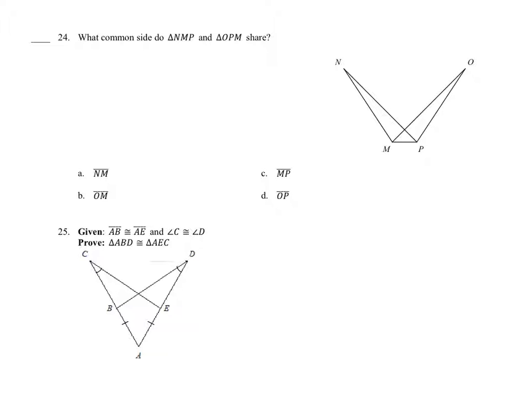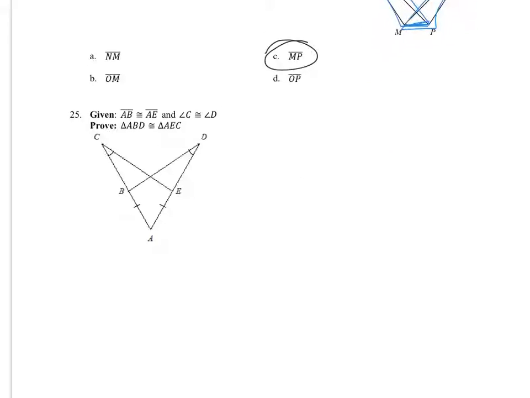So what common side? Again, just looking at this without actually tracing out, what 2 letters are the same? I have NMP, and then I have OPM. So PM is the 2 letters that they share. So it would be PM or OP. So this one right here, or just by looking at it, this is the side that this triangle and this triangle share. It has to be the whole triangle.